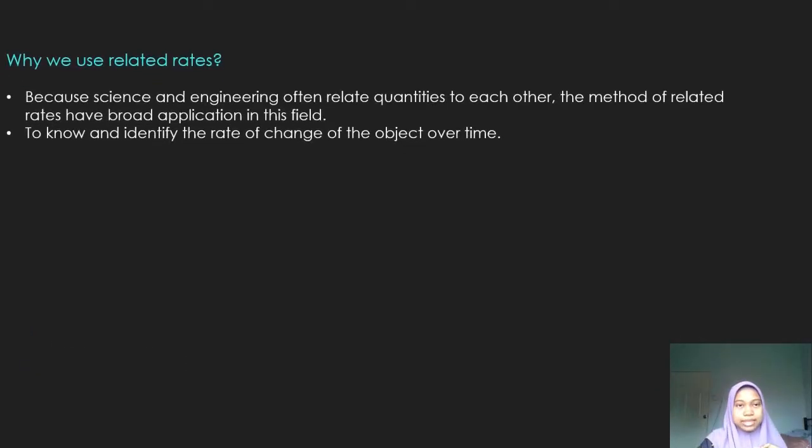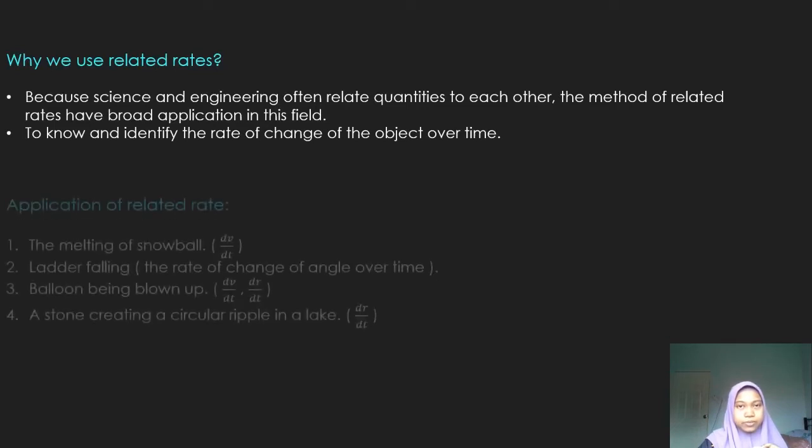Why do we use related rates? Because science and engineering often relate quantities to each other. The method of related rates has broad application in this field. By using related rates, we can identify the rate of change of an object over time.